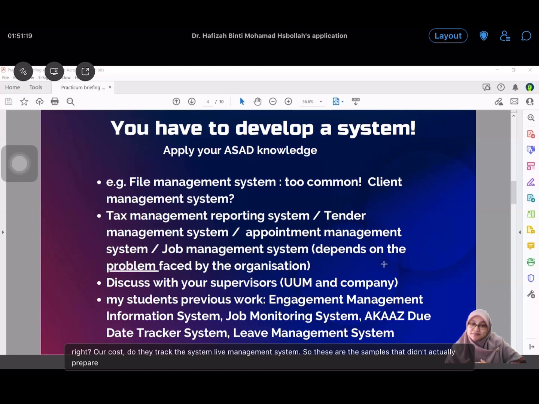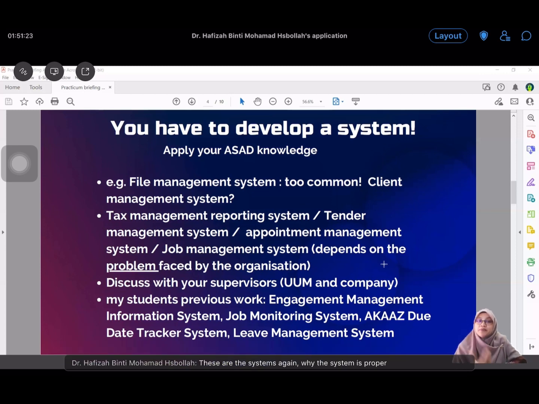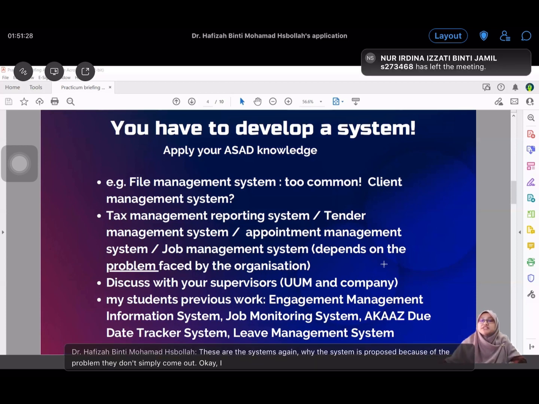Again, why is the system proposed? Because of the problem. They don't simply come out and say, okay, I want to do a leave management system, and suddenly the system appears.